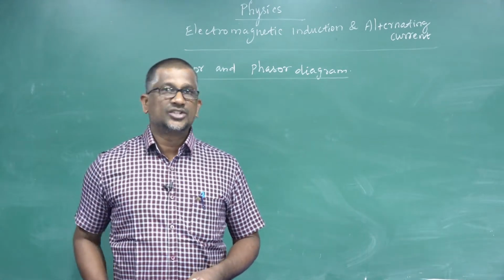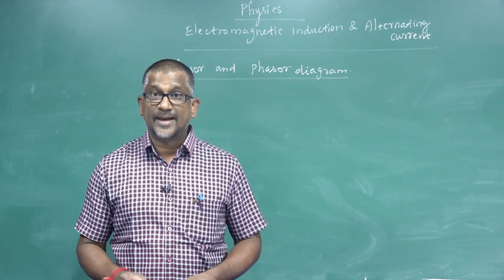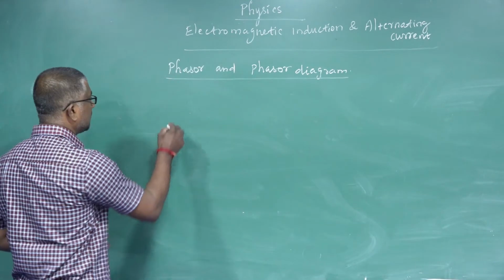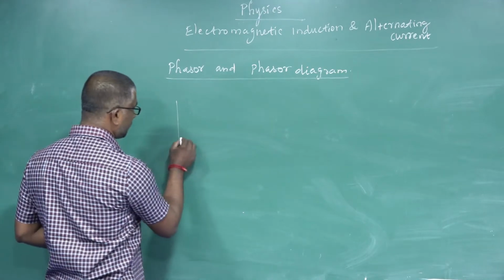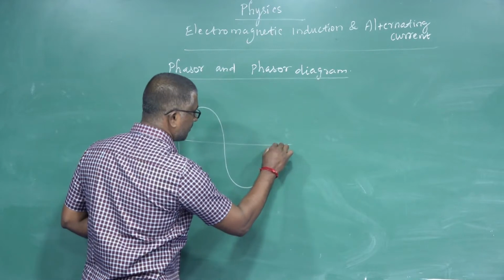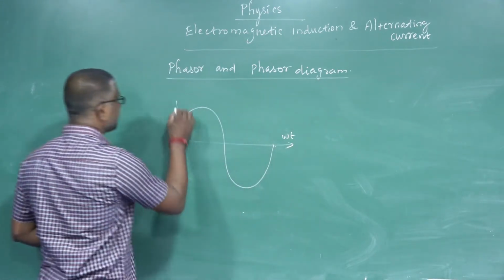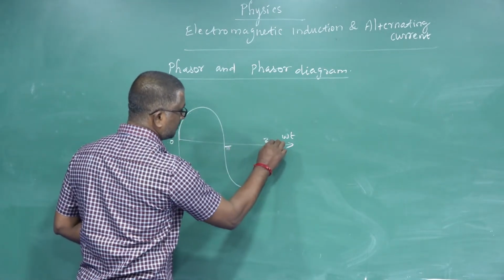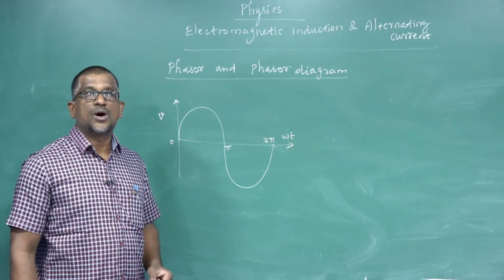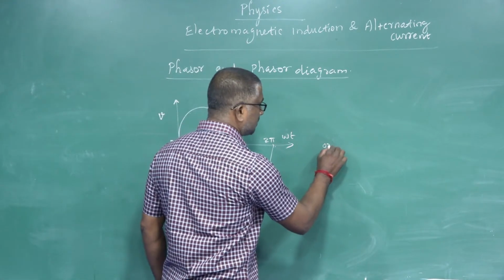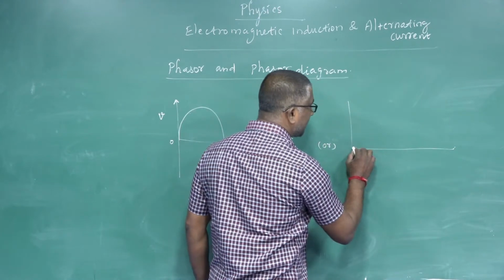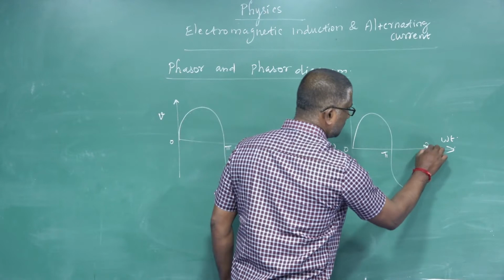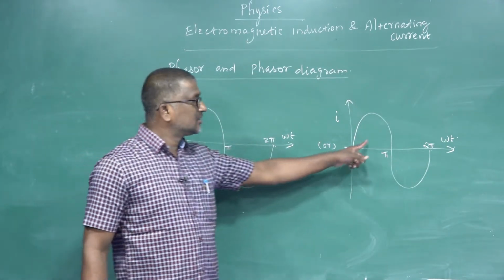Similarly, the current whose magnitude and direction continuously change with time is known as alternating current. Okay, alternating voltage and alternating current. The alternating voltage or alternating current is represented like this. So this is the graphical representation of alternating voltage. Likewise, the graphical representation of alternating current is like this.